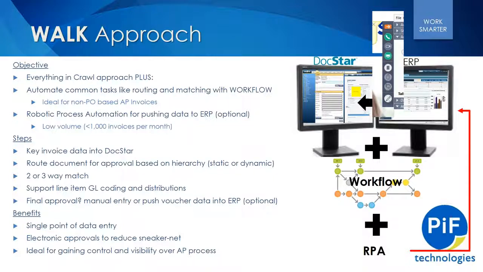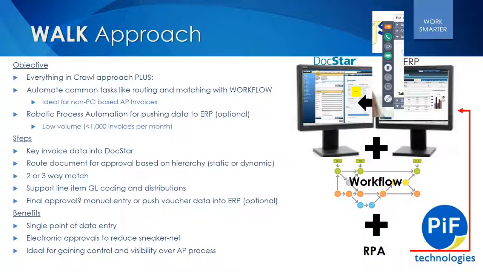The walk approach is a little bit more. Now we're starting to talk about automating with workflow. And certainly the walk towards run approach also, now that we have some of the data in the system, we then can route it and then push the data to another system. So the walking approach is ideal for situations where you don't want to push and pull data directly from your ERP, but are more interested in the routing and approval. This is really ideal for non-PO based or non-inventory invoice routing because there is nothing to match against and there's no previous approval in your ERP system. You're going to need to do those approvals within DocStar.